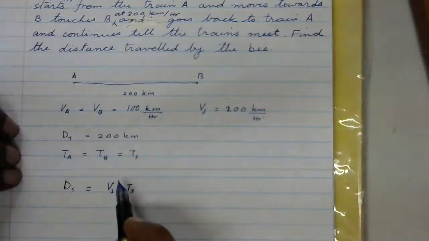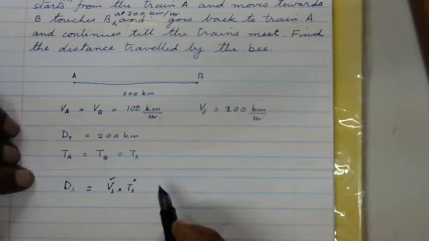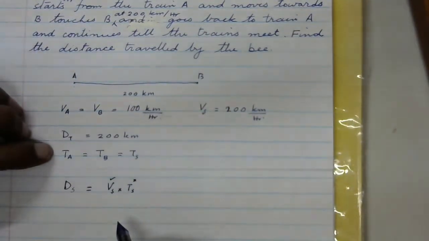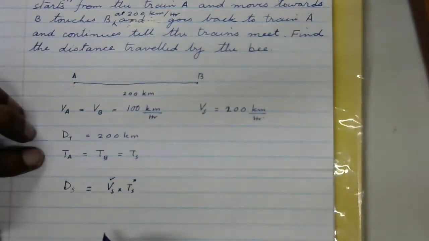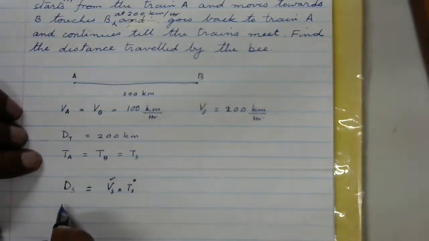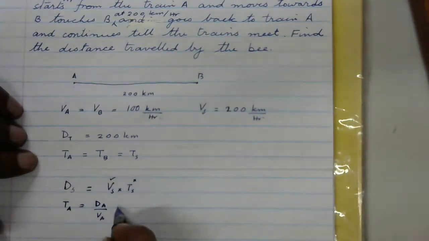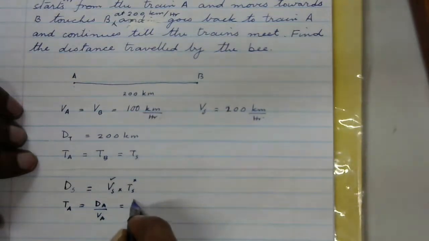In sequential thinking, we find out if everything is known. VS is known, TS is not known. So we have to write an equation for TS, which is already written here: TA is equal to TB is equal to TS. Now we should express this in terms of the given data. So TA is equal to dA by VA, and identically, TB is equal to dB by VB.